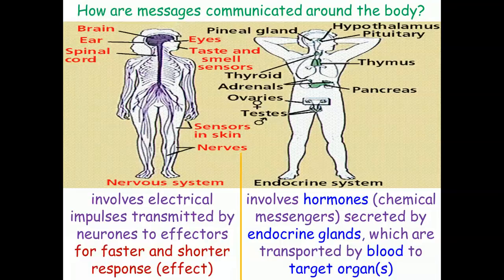The nervous system is a faster and shorter response in terms of its effect. The reason why the endocrine system takes more time is because of the fact that the hormones are transported by blood to the target organ, and this takes time. However, the effect of the hormone is longer lasting.